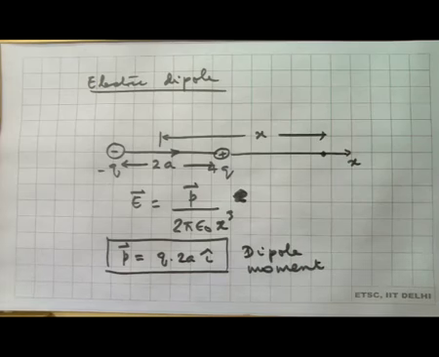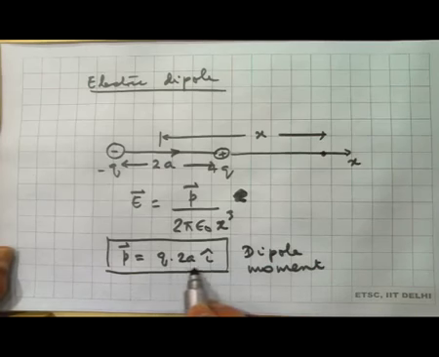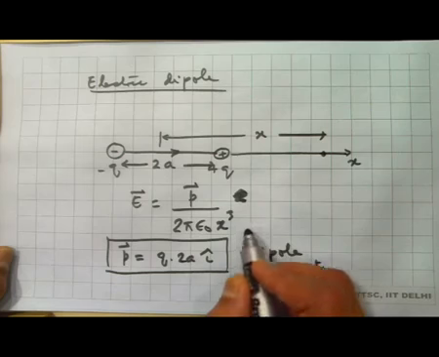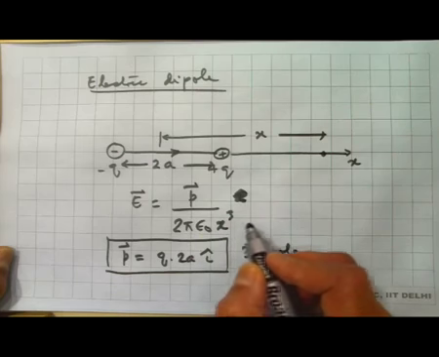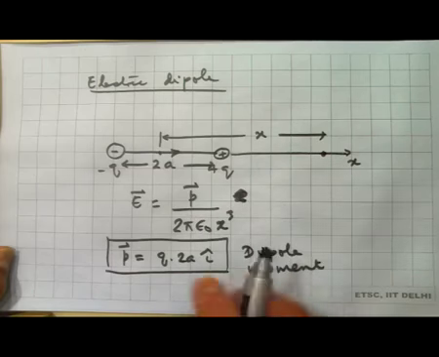Dipole moment is a characteristic of the dipole itself. It depends on the charges and it depends on the separation between the two charges. So, q times 2a is the magnitude of the dipole moment, and the direction of the dipole moment is along the line joining the minus charge to the plus charge. So, one thing to notice here is that the electric field decreases as 1 by cube of the distance from the center of the dipole to this point on the axis.